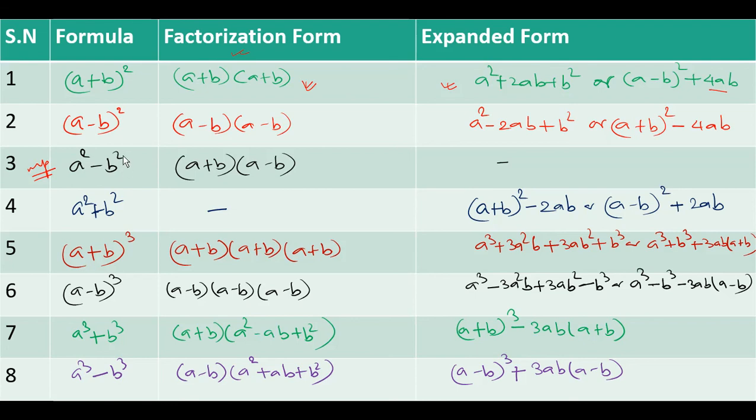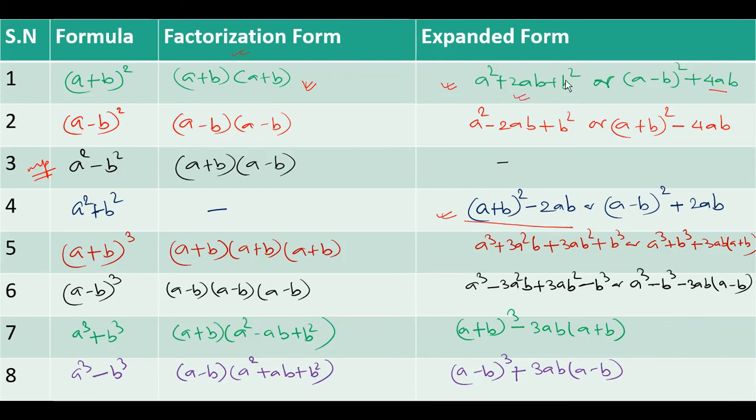A square minus b square itself is an expanded form, not a new form we can derive. Similarly, a square plus b square is directly a binomial of a single factor. We cannot factorize or break this, but we can expand this by using the relation a plus b whole square minus 2ab, which is derived from the first case.